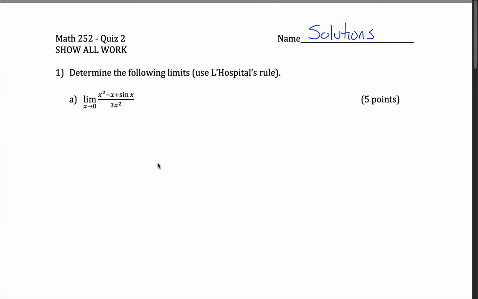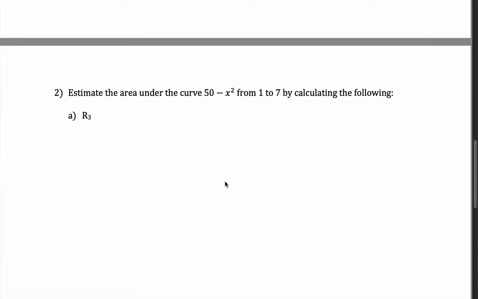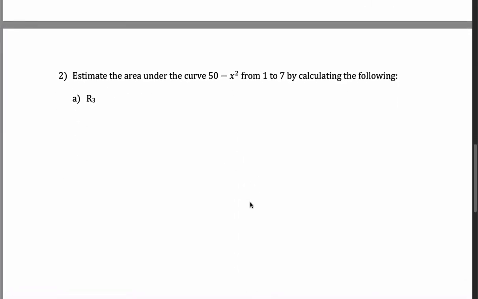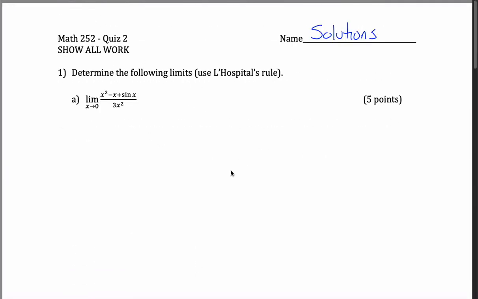All right, here are solutions for quiz 2. This quiz, I believe, covers two different topics. L'Hopital's rule on these first couple problems, and then estimating the area under the curve, or under a curve, by calculating R3 and L3. Sections 4.5 and 5.1 in your book, I believe.